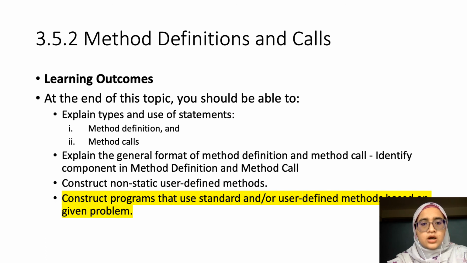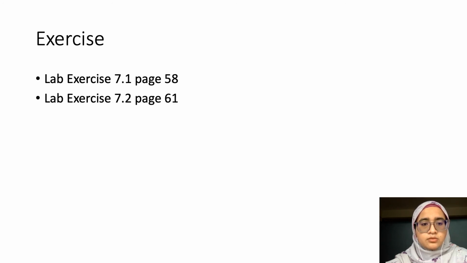Okay, now we will focus on the final learning outcome, which is construct program that will use the standard or user-defined method based on given problem. So, macam mana nak buat? Okay, boleh try jawab exercise 7.1 and exercise 7.2 dalam page 58 dan 61 respectively. Okay, upon completing these exercises, awak dah pun berjaya mencapai the final learning outcome. Okay, boleh teruskan.